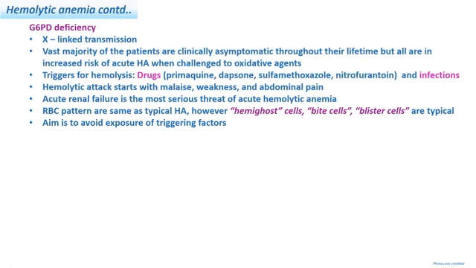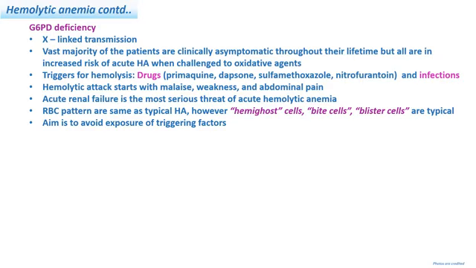Discuss about the G6PD deficiency. It is X-linked transmission. Vast majority of the patients are clinically asymptomatic throughout their lifetime, but all are at increased risk for acute hemolytic anemia when challenged with oxidative agents. Triggers for hemolysis: drugs and infection. Under the heading of drugs, it is primaquine, dapsone, sulfamethoxazole, nitrofurantoin, and a few others.